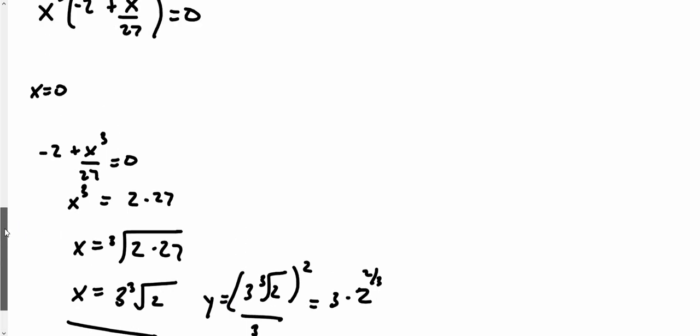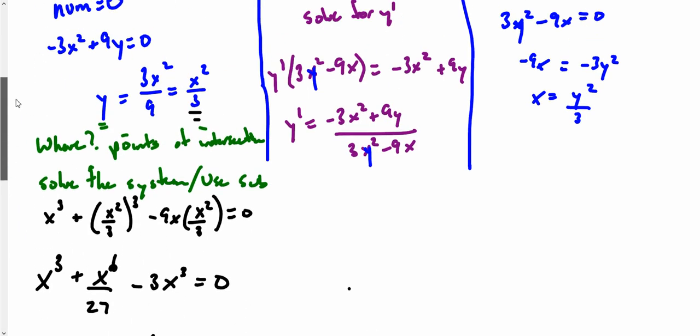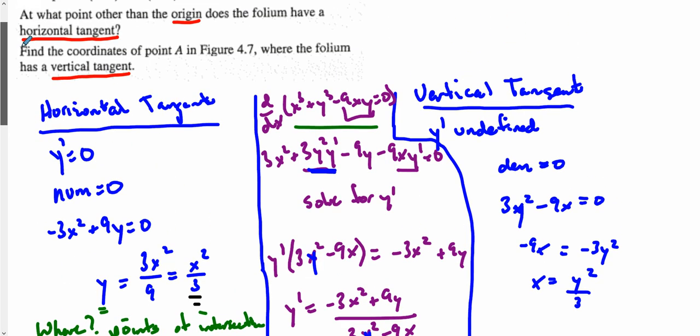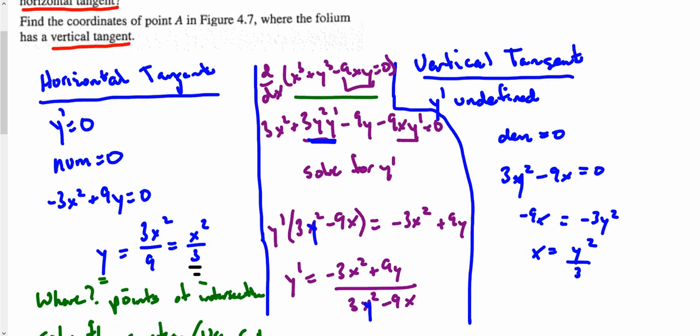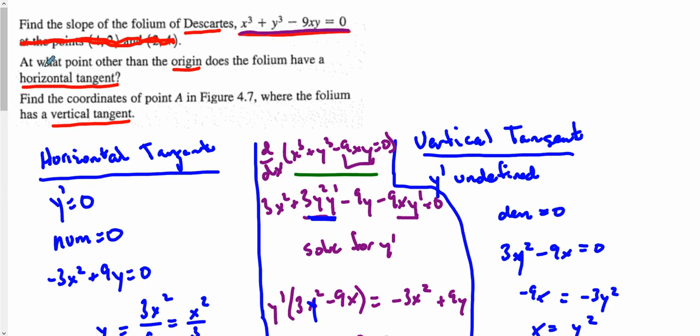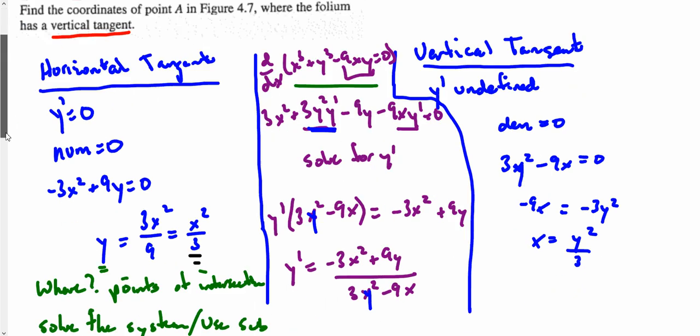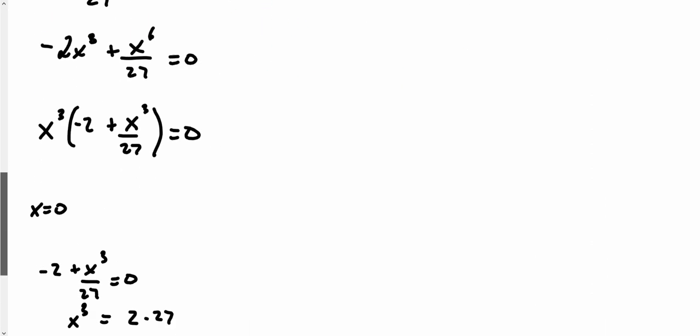Okay, well, kind of doing the same thing, except now we're going to be putting in y squared over 3, and for all x values. And so this is the point where we have at 0, 0. So it says right here, at what point other than the origin does the formula have this horizontal tangent? Then it says find the point A and where the formula has a vertical tangent. Okay, so kind of going through the same process.